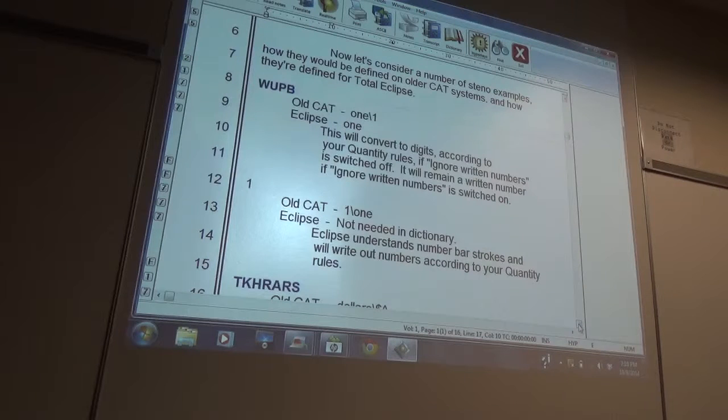This will convert to digits according to your quantity rules. If ignore written numbers is switched off, it will convert; it will remain a written number if ignore written numbers is switched on. Okay? Make sense?